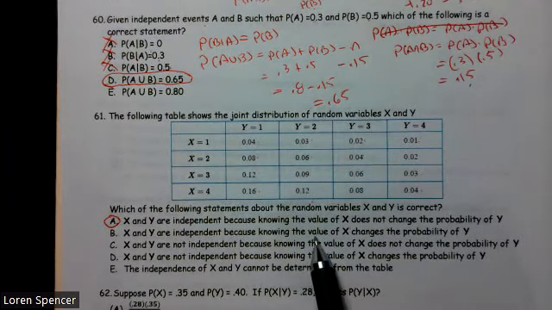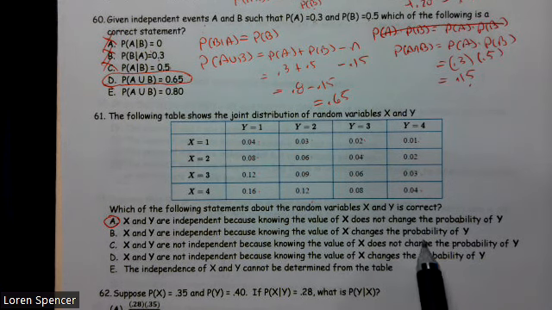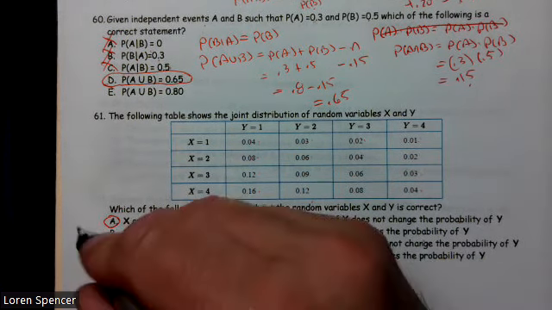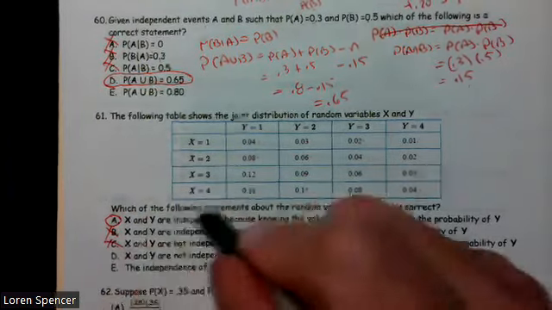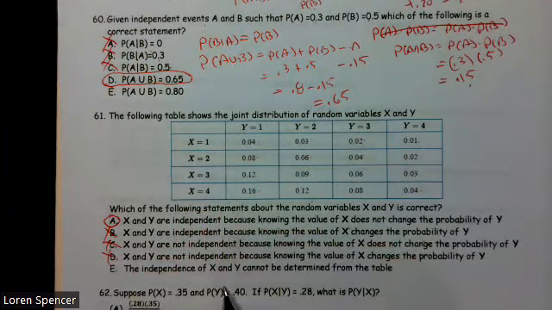X and y are independent because knowing the value of x changes the probability of y. No, that would mean that they were dependent. X and y are not independent. Well, we just said that they were because it's proportional. And it says it cannot be determined. Well, we just determined it is proportional. Now, that wasn't the only way, but that was definitely the quickest way.